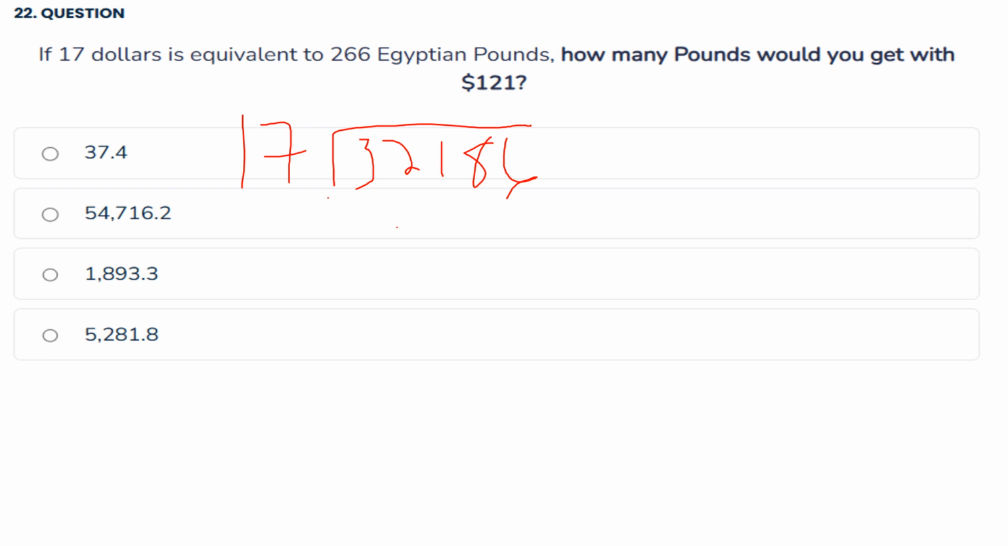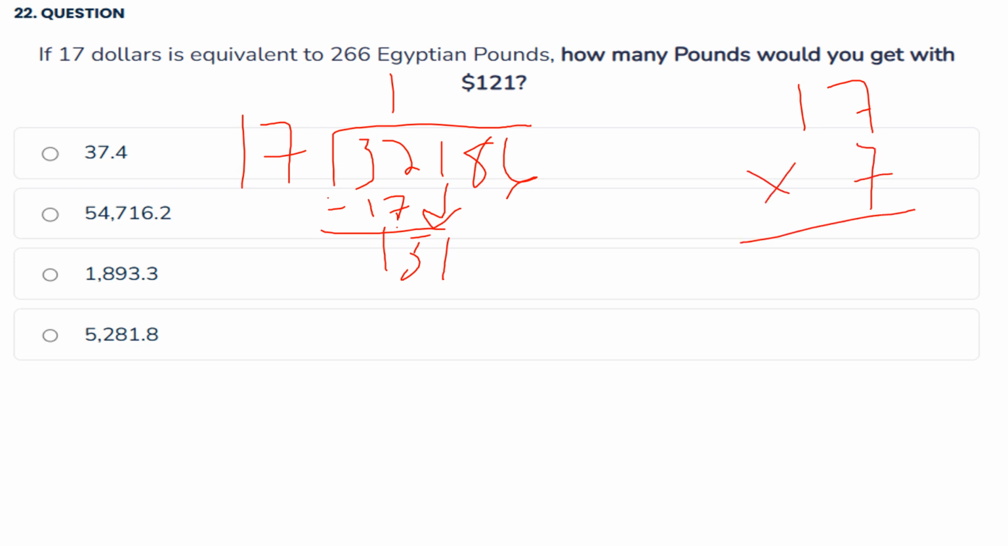So 17 can't go into 3. 17 can go into 32 one time. That gives us 17. 1 times 17 is 17. We subtract 17 from 32. That gives us 15. We bring this 1 down. That's 151. How many times can 17 go into 151? Let's try 7. That's 49. Carry 1. That's 119. Nope, that's not big enough.